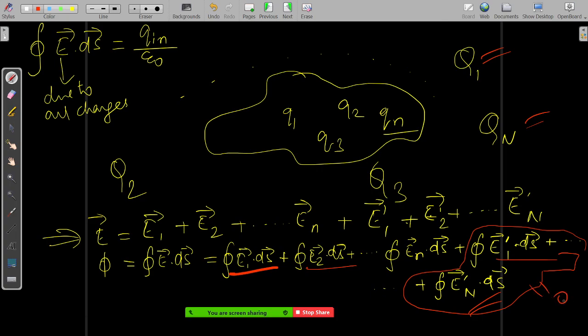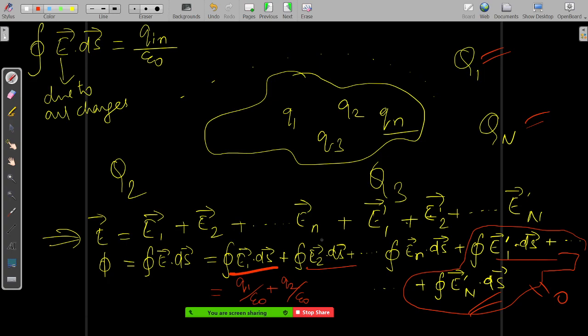Yeah, it becomes your external point. And what will be that due to this one? This is what due to E1 will be what? The total charge, I mean, due to that charge is Q1 by epsilon naught. Due to the second charge is Q2 by epsilon naught.